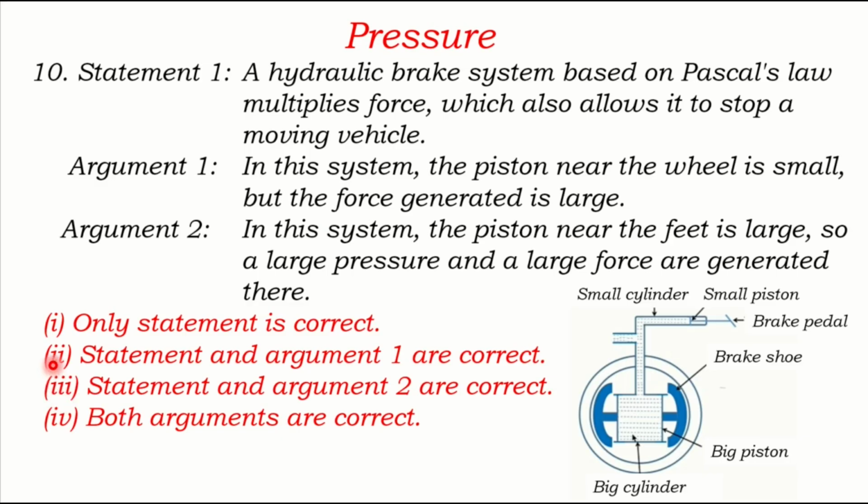Argument 1 is incorrect. That's why option number 2 and 3, which say that statement and argument 1 and statement and argument 2 are correct, are incorrect, and where both the arguments are correct is written, this is also incorrect. Only the statement is correct. This option, the first option, is the correct option. That's why we have to tick it.